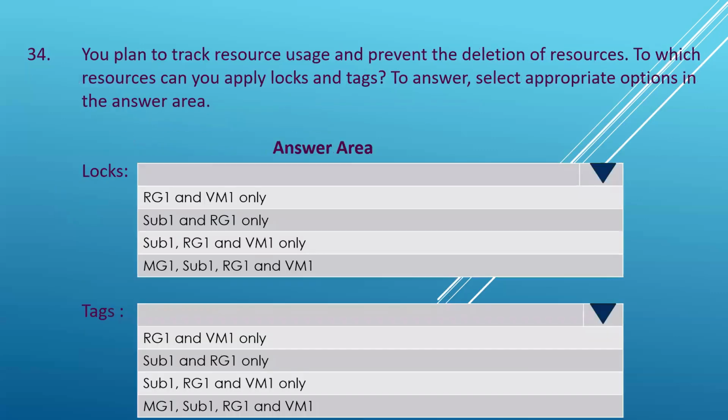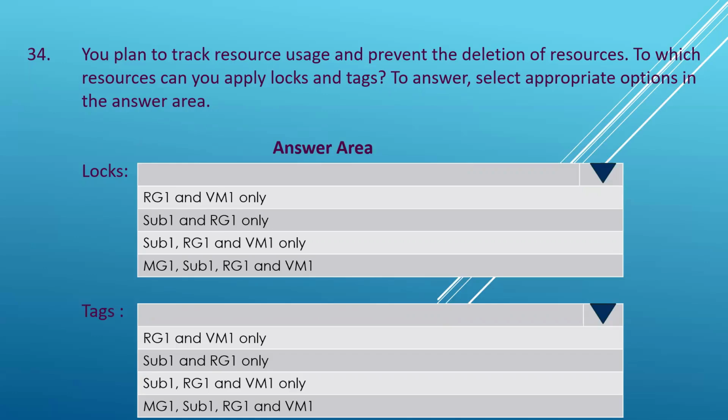Moving on to next question. You plan to track resource usage and prevent the deletion of resources. To which resources can you apply locks and tags? To answer, select appropriate options in the answer area. In the answer area for the locks, you have RG1 and VM1 only, then sub1 and RG1 only, then sub1, RG1 and VM1 only, MG1, sub1, RG1 and VM1.